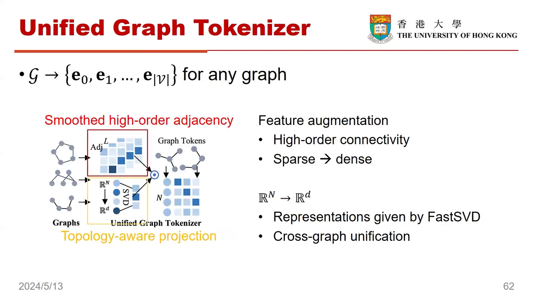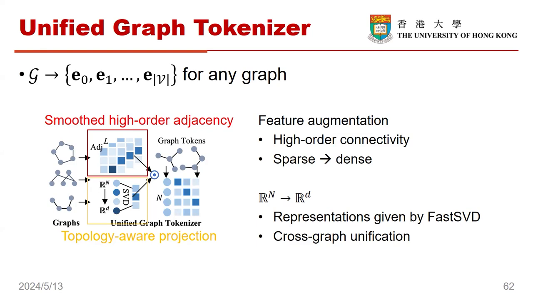So specifically, the unified graph tokenizer projects the graph data into a sequence of tokens. And each token represents a node and is associated with an embedding vector. This unified tokenizer involves two components. The first one is to use the smooth high-order adjacency matrix for feature augmentation. This method introduces high-order connectivity into the adjacency and alleviates the sparseness of the adjacency matrix. And the second component is a compression process from the space of R^n to the space of R^d to maximally retain the topological information.